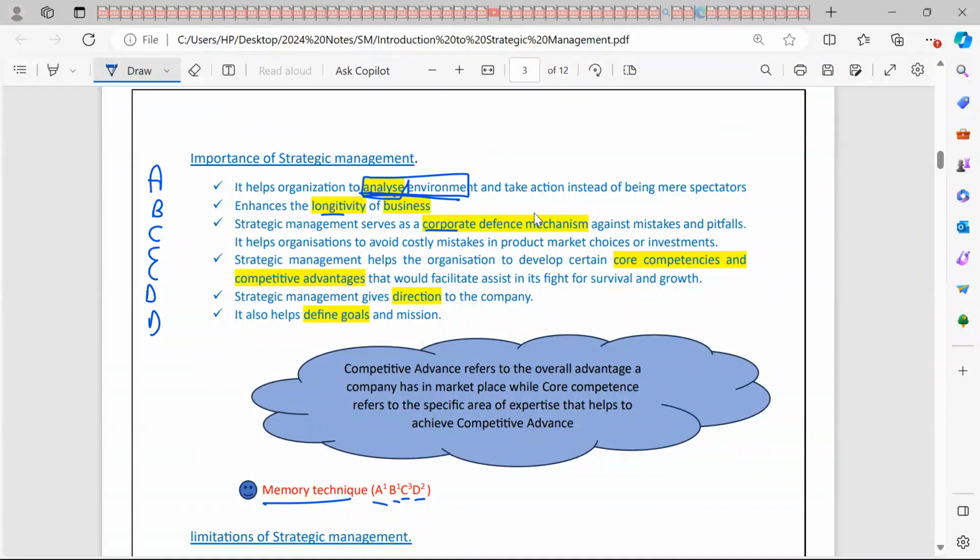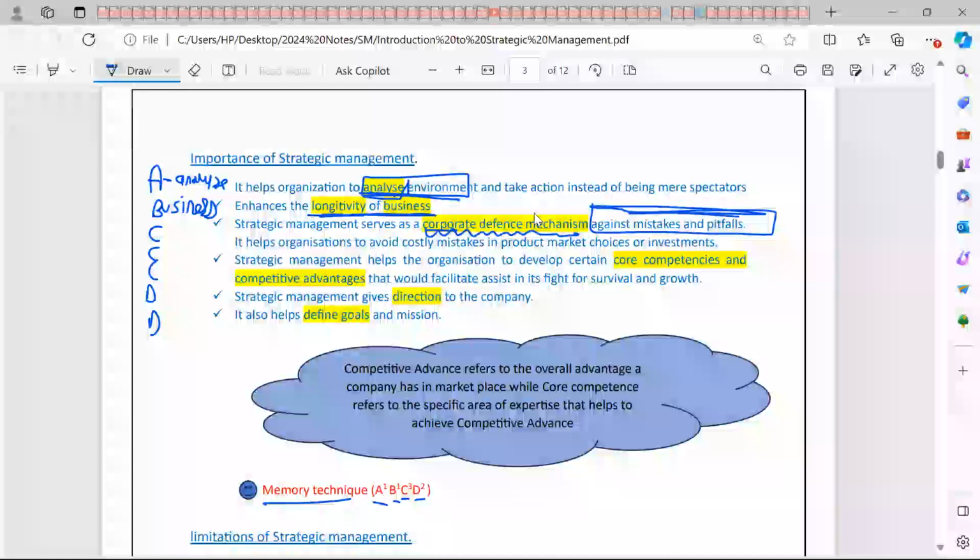Second thing, once a good and sound strategic management and strategy policy is made, it enhances the longevity of business. A for analyze, B for business. So strategic management enhances the longevity of the business. C for corporate defense mechanism. Strategic management serves as a corporate defense mechanism. Defense mechanism against what? Mistakes and pitfalls. We have already seen in the meaning of strategy that some allowances are made for unanticipated events. Do you guys remember? So that point is reflected again: strategic management serves as a corporate defense mechanism. Defense mechanism against what? Against mistakes.